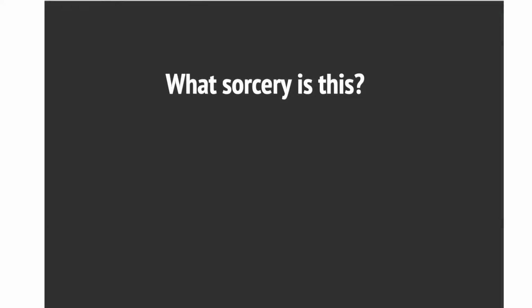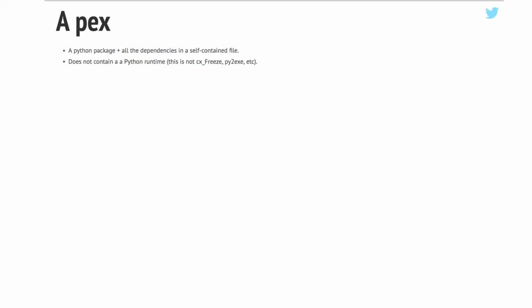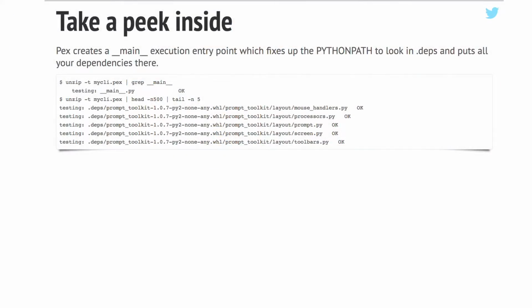What's going on? Why does this work? So a PEX is a Python package and all of its dependencies in a self-contained file. This does not contain a Python runtime. So this is not like a cx_Freeze kind of thing where you're building an executable that you could just ship to some other system and run that does not have Python installed. But it does have everything else that you need, and you really can do everything else that you need if you'd like. PEX creates for you a main execution entry point.